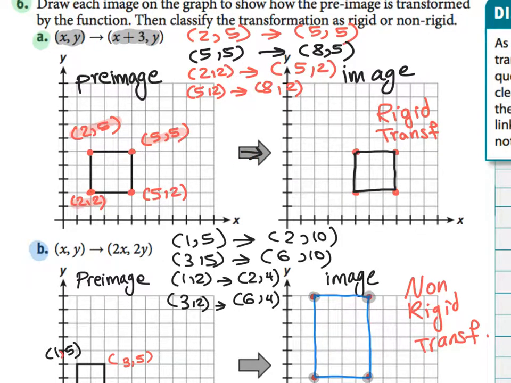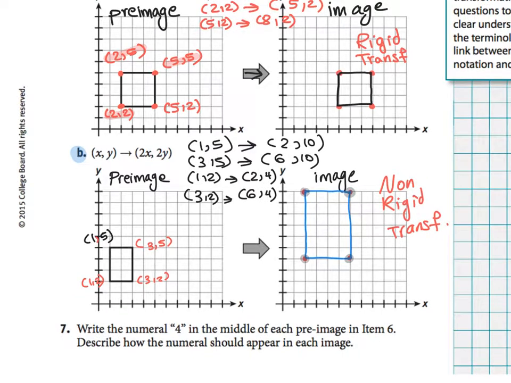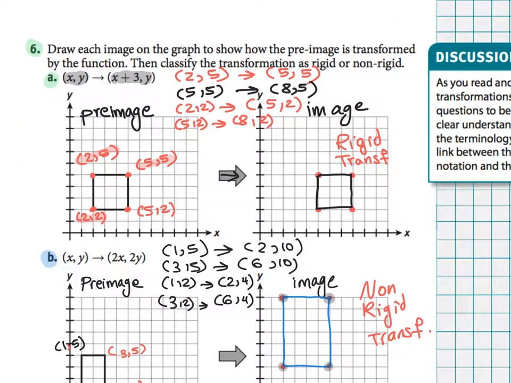You need to understand that the pre-image is the original figure, and the image is the figure after transformation. You need to understand the difference between rigid and non-rigid transformation. Rigid is where it maintains the size and the shape, but it is shifted, just the position changed. Non-rigid means that the size changed, or maybe the shape changed as well. And you can see that because you're multiplying by 2, the position shifted as well. A lot of things changed when it's non-rigid.